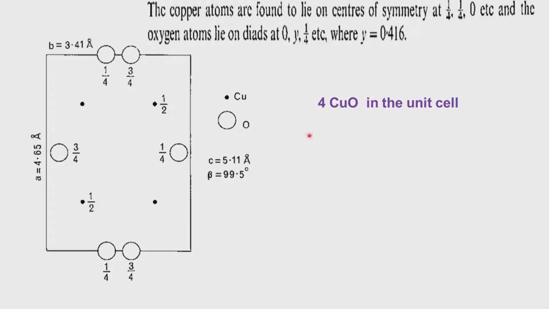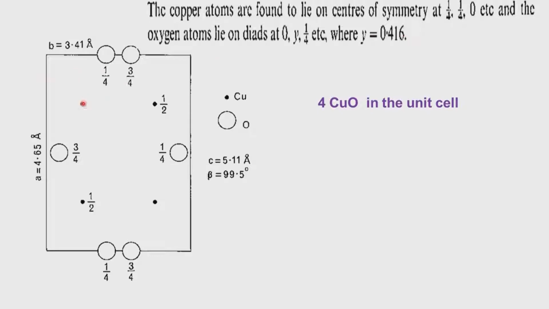The oxygen atoms on the other hand occupy the value of y equals 0.416. So, if the copper atom is at 1/4, 1/4, 0, that is 0.25, 0.25 and 0, then this oxygen atom comes at 0, y and 1/4. That means the value of z is 0.25 and the value of y is 0.416.